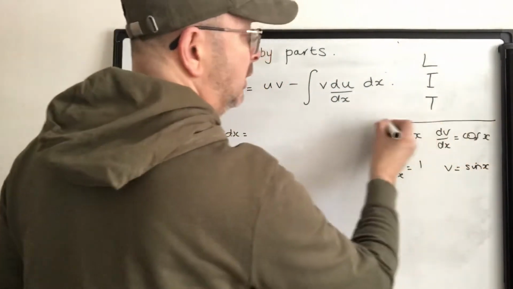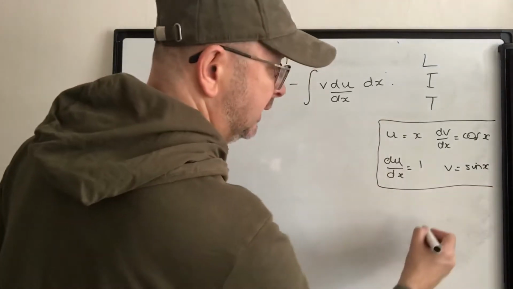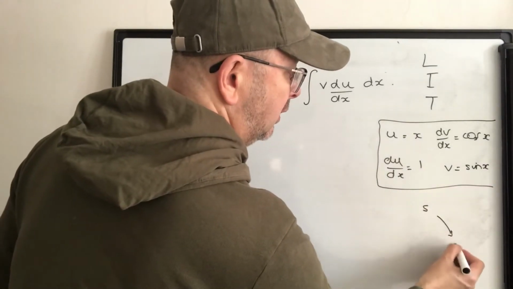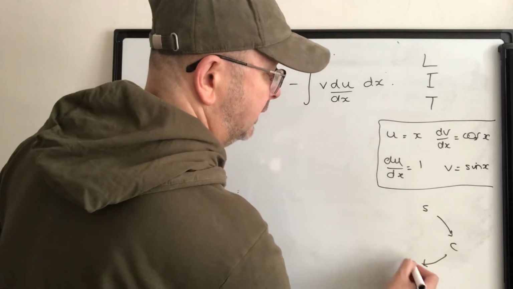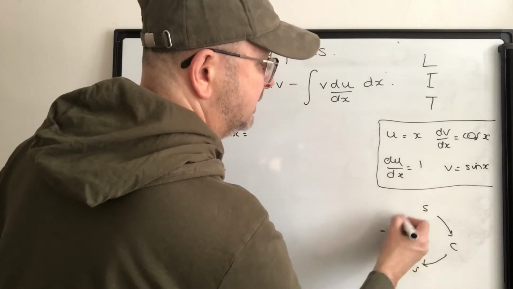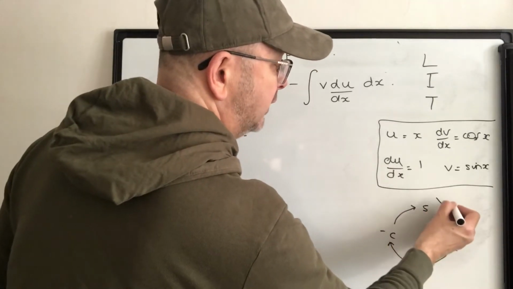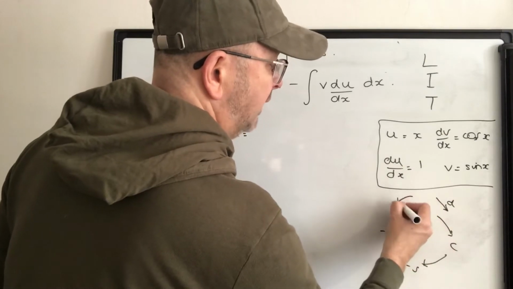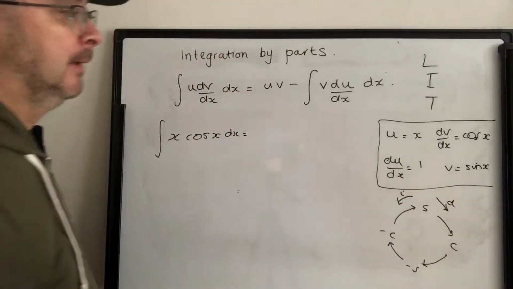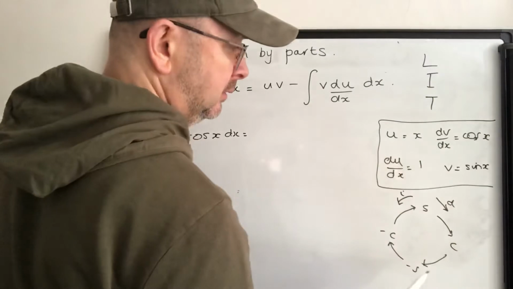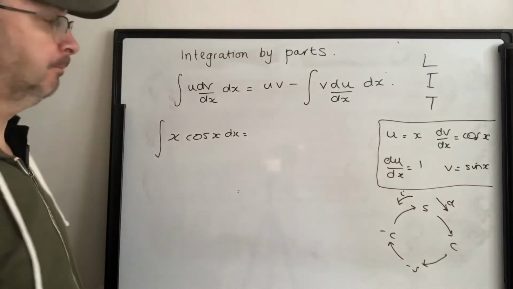You may want to use the little circular thing. So sine, cos, minus sine, minus cos. Some people find that helpful. So if you differentiate, you go that way, clockwise. If you integrate, you go anti-clockwise. So cos integrates to sine.